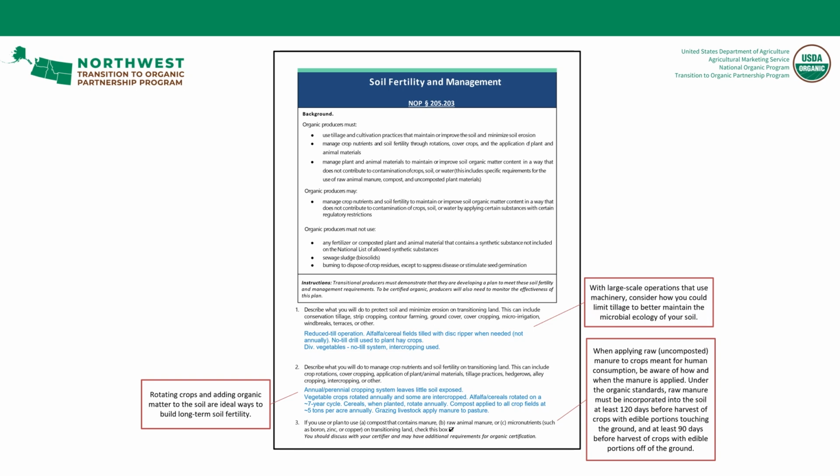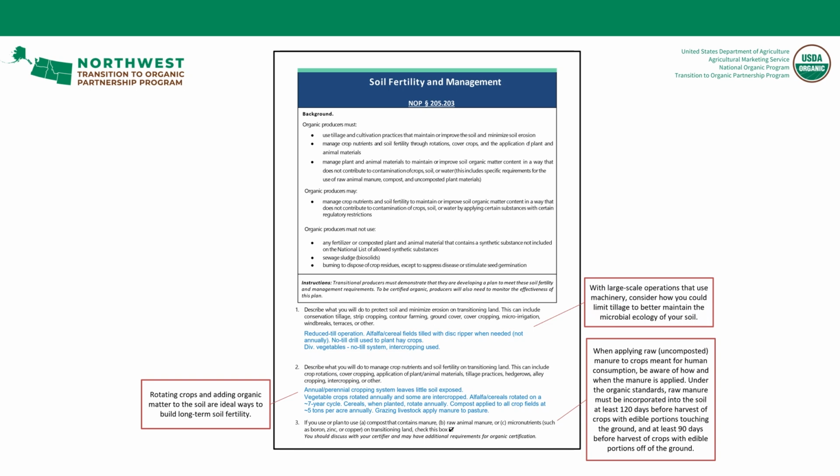Number 3 on this page is just a checkbox asking about your intended uses of compost, manure, and micronutrients. There are certain rules in the organic regulations regarding the application of raw manure to crops meant for human consumption. Put simply, for crops with edible portions not touching the ground, raw manure can only be applied at least 90 days or more before harvest.